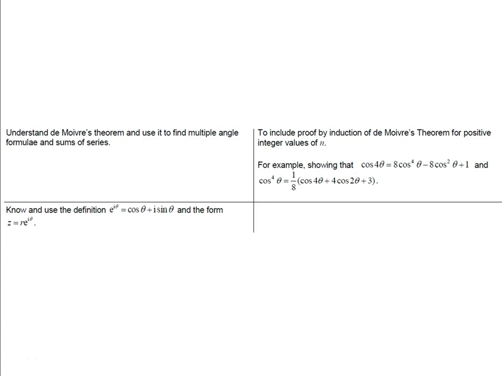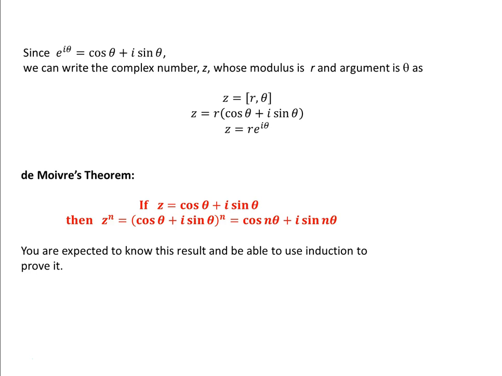And we also need to understand the fact that the complex number cos theta plus i sine theta can be written in exponential form as e to the i theta. So, first of all, power series work that you'll also have looked at during the course of this unit will have explained why e to the i theta is exactly the same thing as cos theta plus i sine theta.